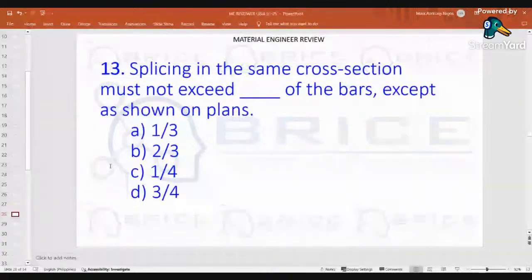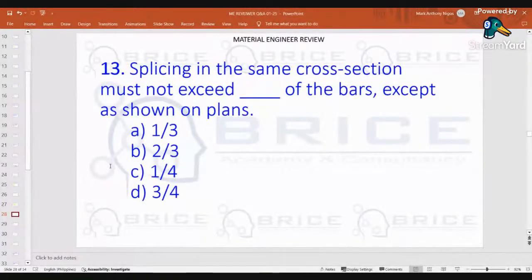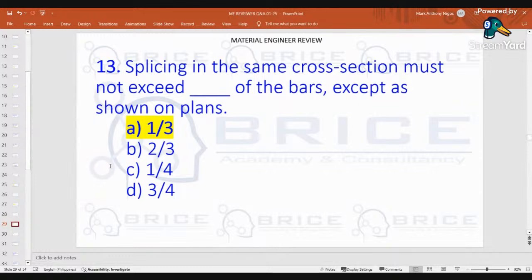13. Splicing in the same cross-section must not exceed blank of the bars except as shown in the plans. Letter A, 1/3, B, 2/3, C, 1/4, D, 3/4. The answer is 1/3, letter A. Splicing in the same cross-section must not exceed 1/3 of the bars except as shown in the plans.